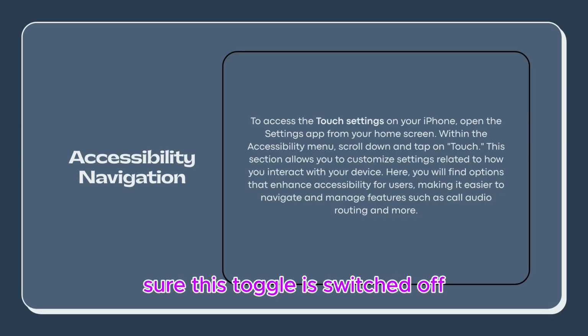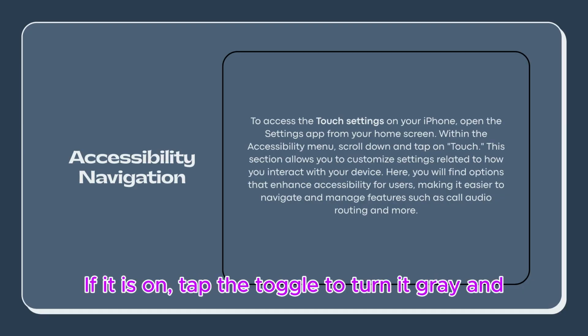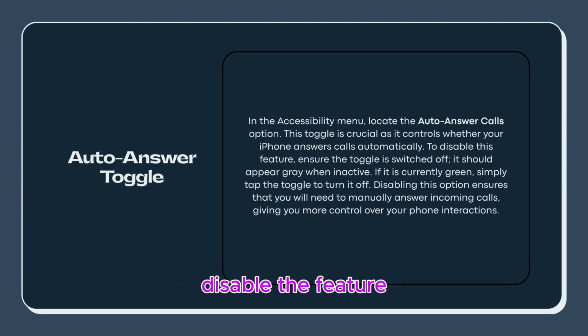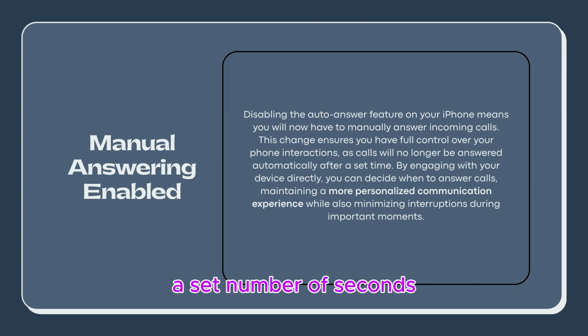Make sure this toggle is switched off. If it is on, tap the toggle to turn it gray and disable the feature. With this setting off, your iPhone will no longer automatically answer incoming calls after a set number of seconds.